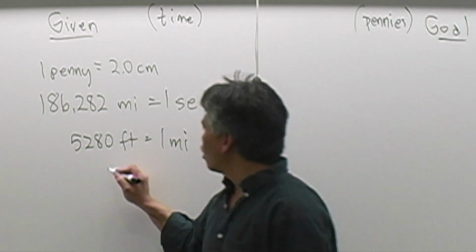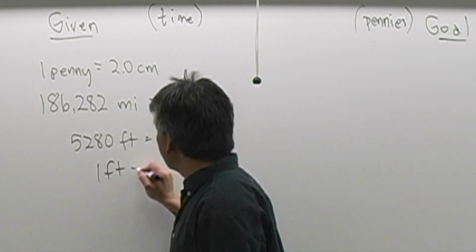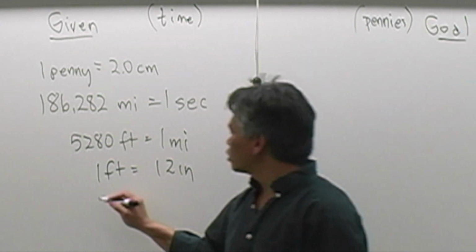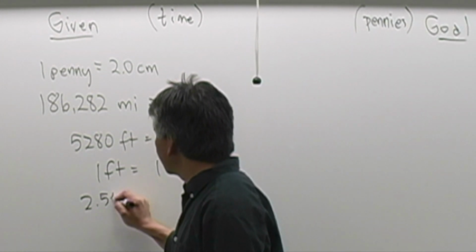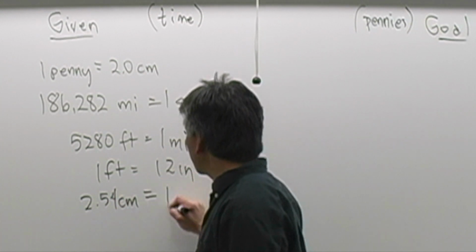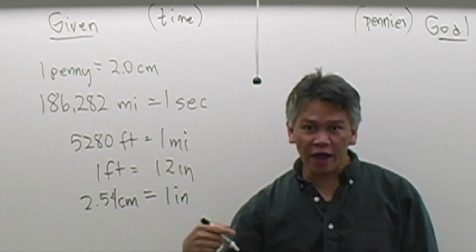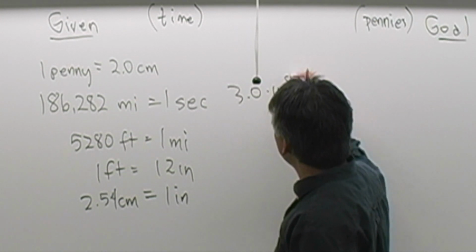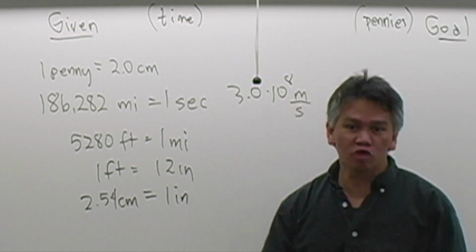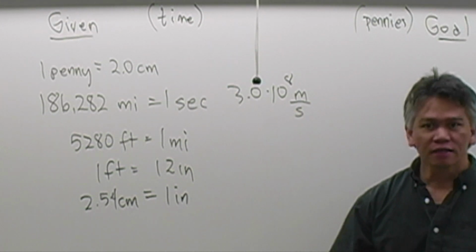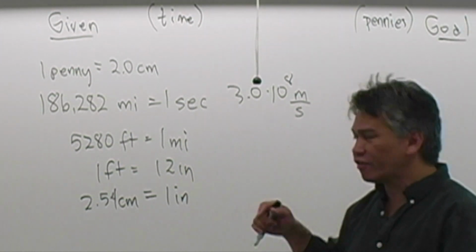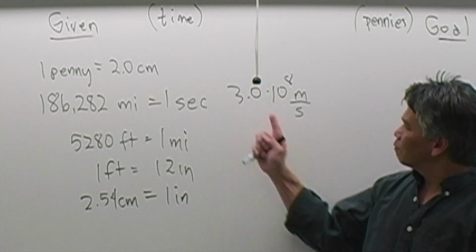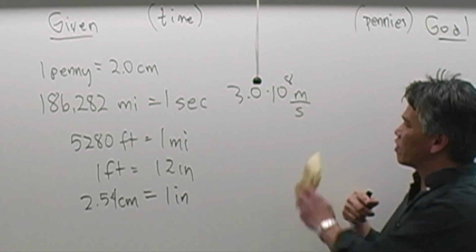And we can say that 1 foot equals 12 inches. And finally, we can say 2.54 centimeters equals 1 inch. If you have a more direct conversion factor, like 3.0 times 10 to the 8 meters per second, you could use that too, as long as you have that information. That wasn't provided in the problem. I wanted you to work with miles per second, but if you knew this, you could have worked with that.